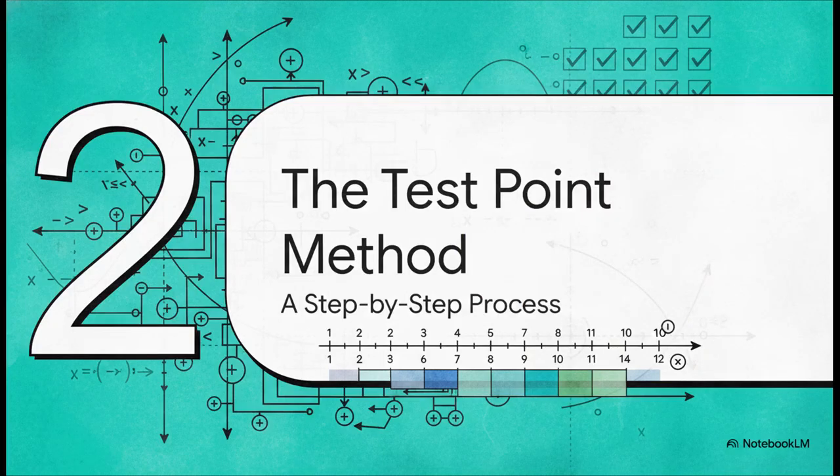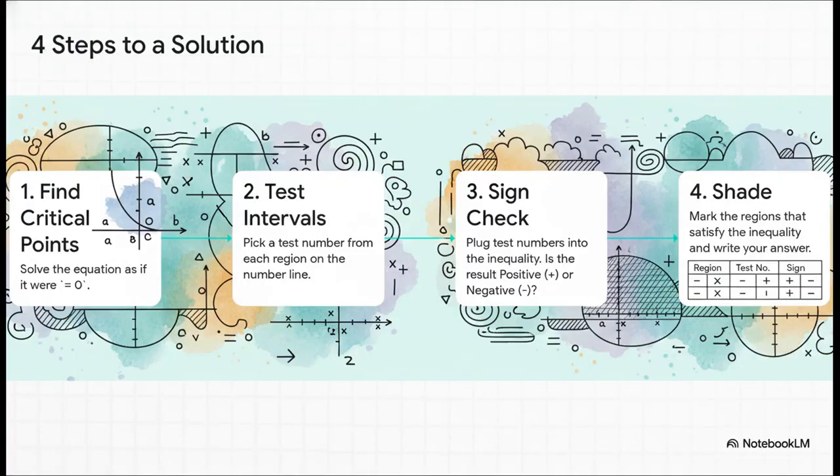And that new strategy is called the test point method. This right here, this is the key to this entire explainer. It's a super reliable, step-by-step process that turns these problems that look really complex into, believe it or not, a simple little checking game. The whole thing really just boils down to these 4 steps, okay?